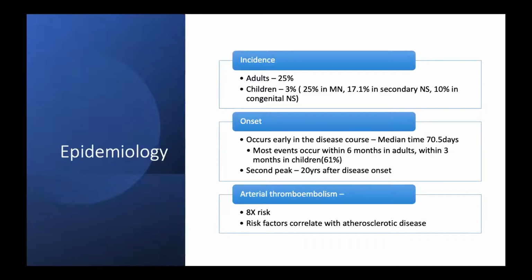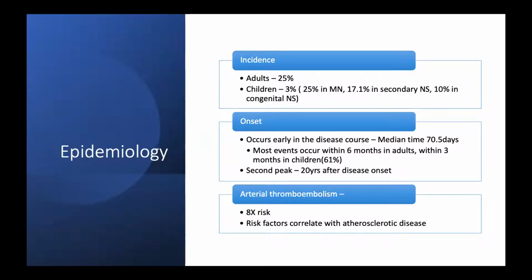If you look at the older literature, it shows an incidence of about 25% in adults and in children about 3%. Although in children the cumulative incidence is 3%, it is higher in cases of membranous nephropathy where it is 25%, and in secondary nephrotic syndrome 17.1%, and 10% in cases of congenital nephrotic syndrome. The median time of onset of disease is 70.5 days, and most of the events occur within first 6 months of disease onset in adults and within first 3 months of disease onset in children.